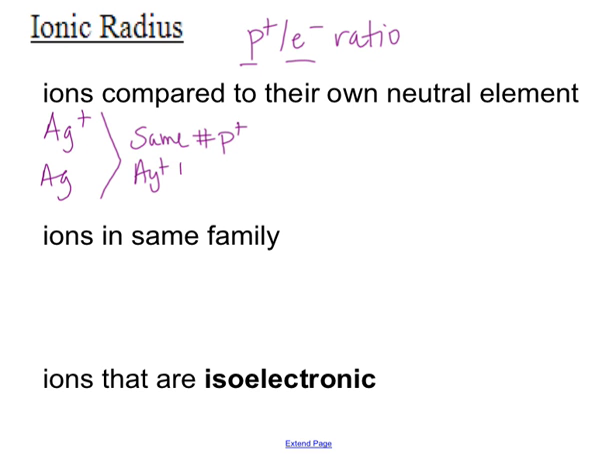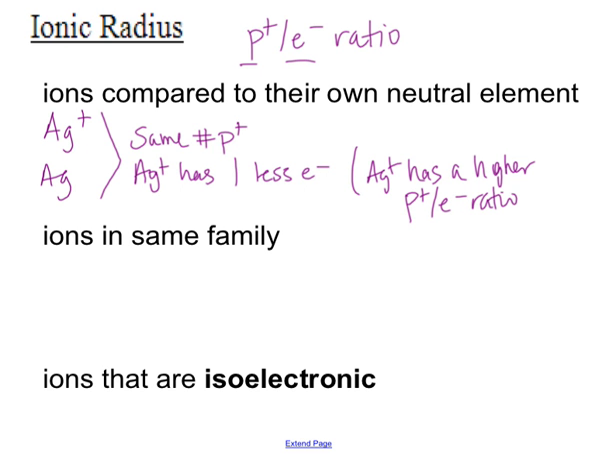Ag plus has one less electron. So what does that do for Ag plus's proton to electron ratio? Ag plus has a higher proton to electron ratio. And what does that do? Doesn't that pull on the atom? So that makes the atom smaller, making the ion, making Ag plus smaller.